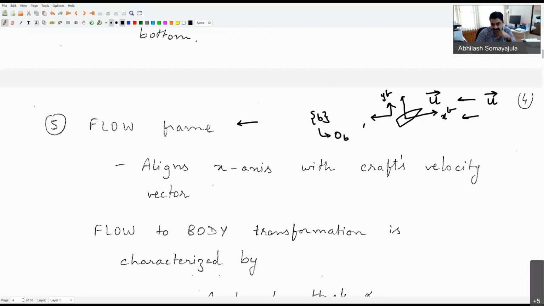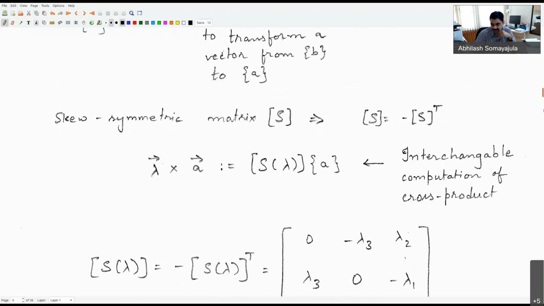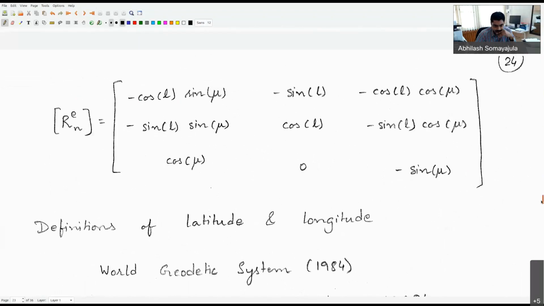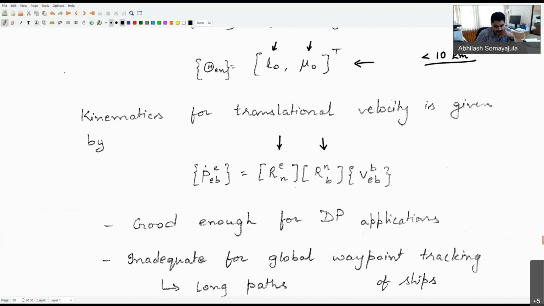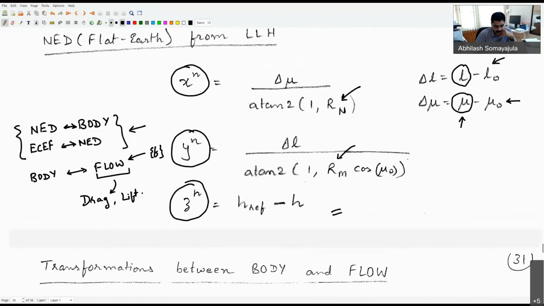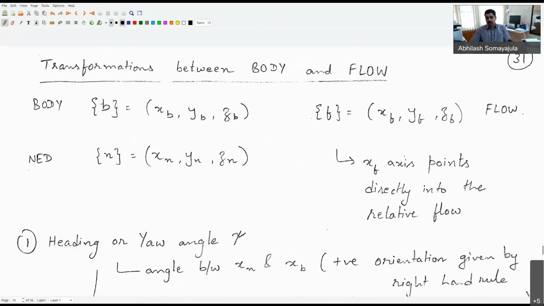So the drag will always be in the negative x direction. Is that making sense? Yes, sir. All right. So let me come back here. All right. So the idea here is that the xf axis points directly into the relative flow velocity.